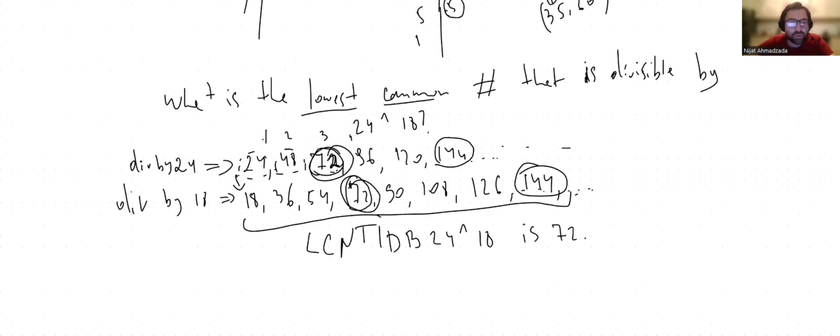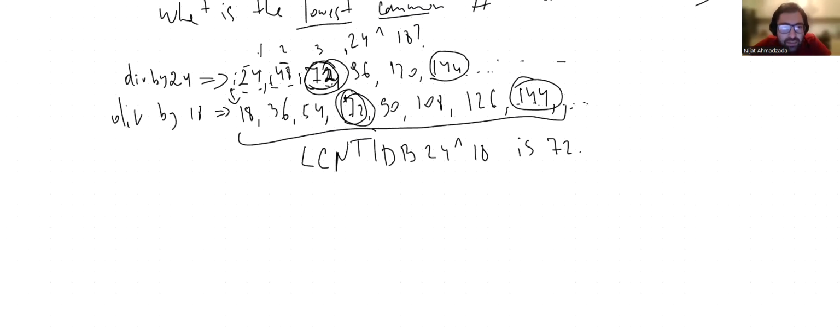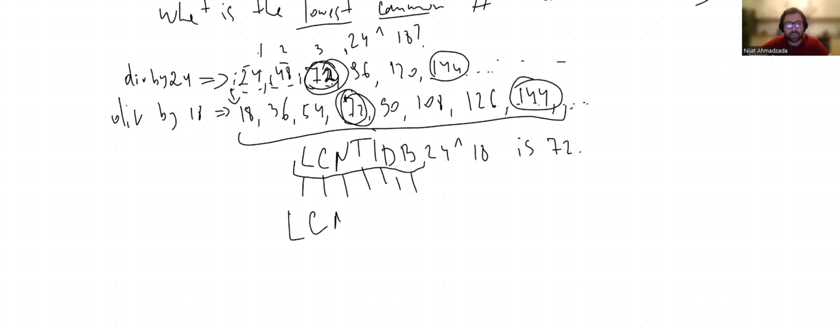Okay? Then Shuriya says, what the hell is that? LCNTIDB. And Nijat said, oh, it is lowest common number that is divisible by. And Shuriya said, oh, what the hell are you talking about, man? Make it a little shorter. And they decided to write it as lowest common multiple, instead of writing that is divisible by. Then Shuriya said that the lowest common multiple of 24 and 18 is 72.